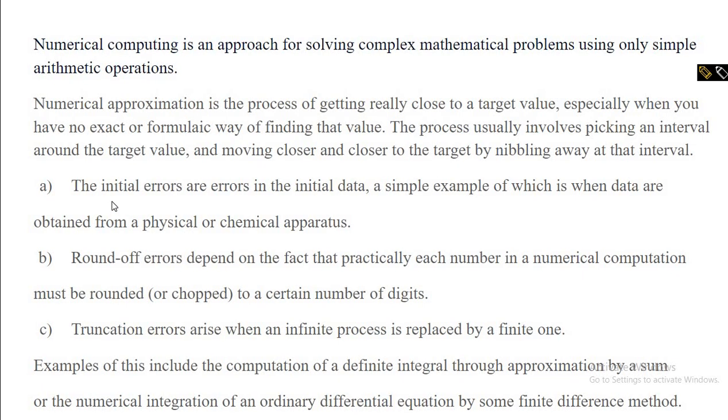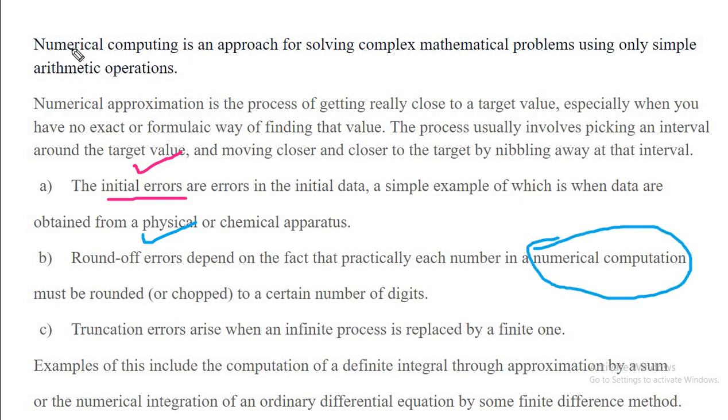Number one is the initial error. When you are performing any experiment from where you are gathering the data, you may have some error in the system. This is known as the initial error. Number two is the round off error. You are doing some numerical computation, some arithmetic operations, and each and every time you are rounding off, you are chopping off that particular digit. So there will be a certain percentage of error in the system.